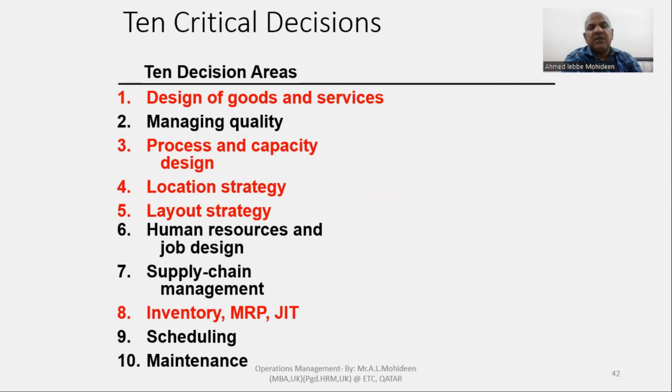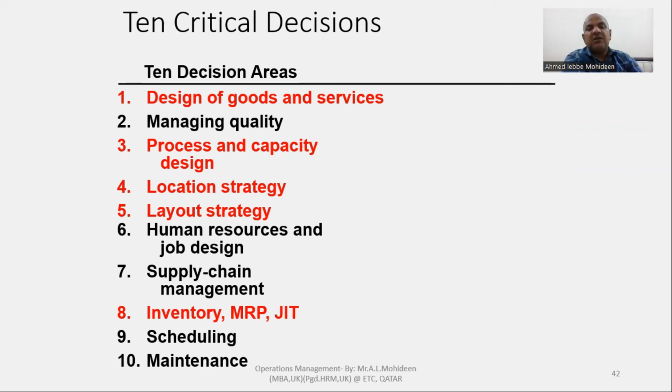If you are going to go for the decision process, then you are going to manage the quality, then you have to go for the process and capacity design. So how many you need, then the quality of the shirt, and process and capacity design. Do you have enough machines and people? And you have to decide the location, where you want to put your factory, and the layout strategy.